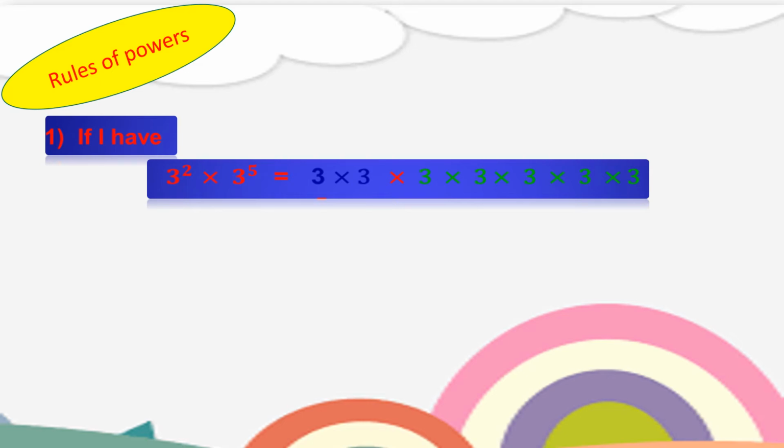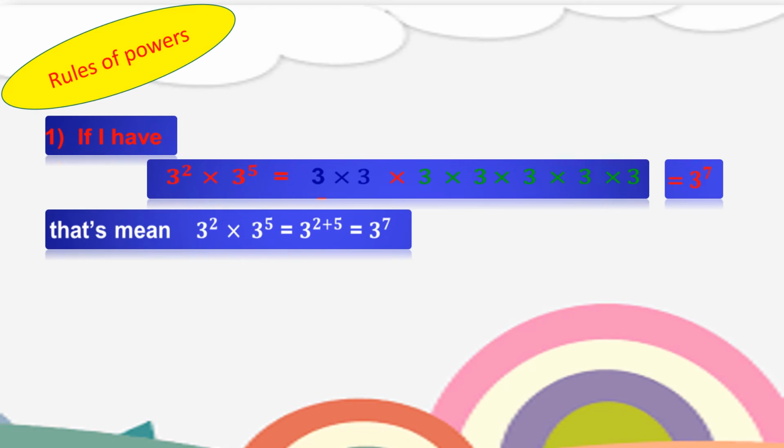Now I have repeated 3 by multiplication. So that's equal, counting with me, 1, 2, 3, 4, 5, 6, 7: 3 to the power 7. That means if I have multiplying to the same base, I add the power.